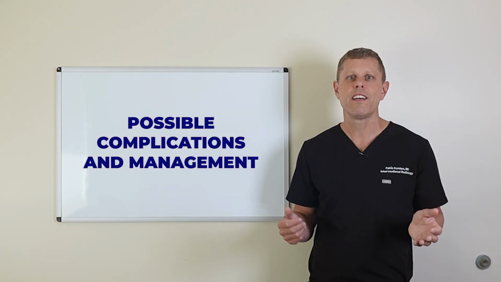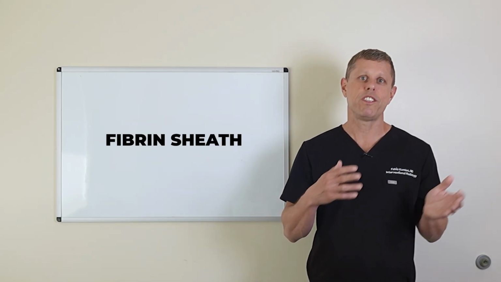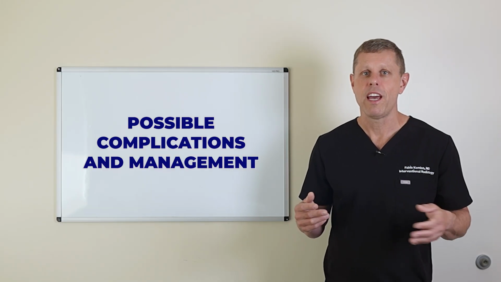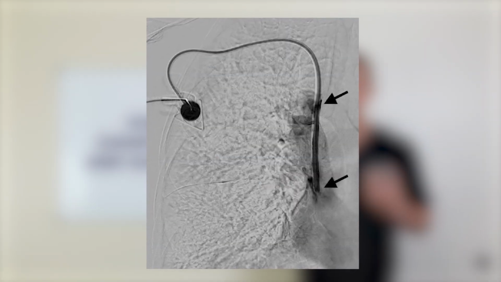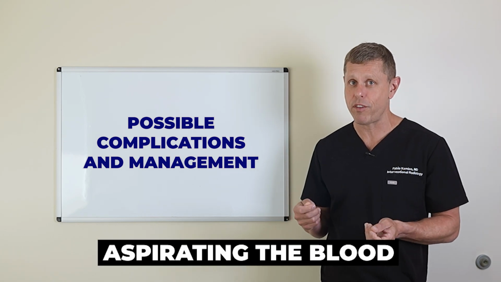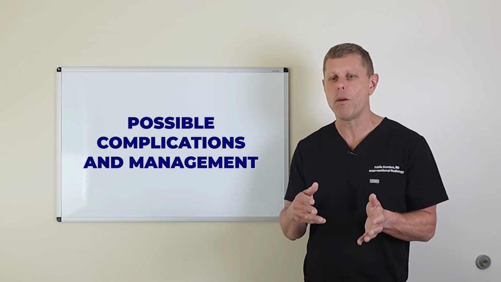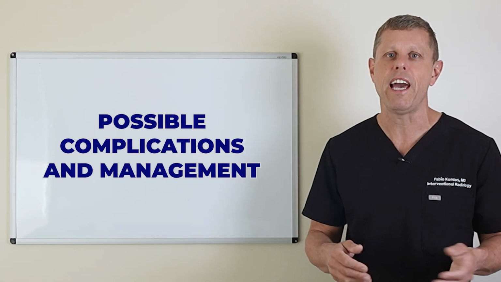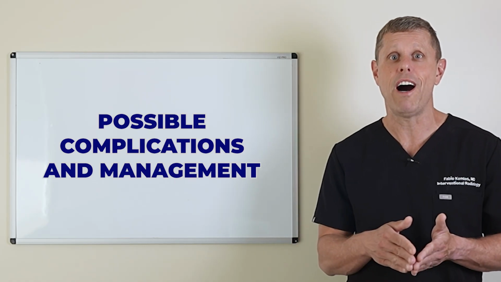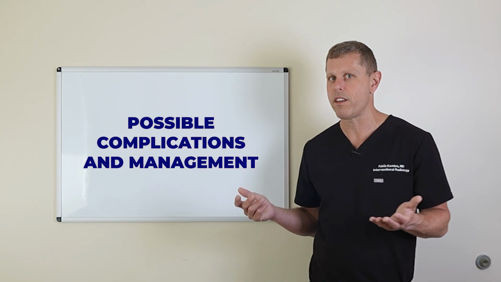Now, lastly, the other complication that we see with any of these catheters is called a fibrin sheath. A fibrin sheath happens when these catheters are there for a long time, and that's when you build some scar tissue around the tip of the catheter, and that can prevent either aspirating the blood from the catheters or even clogging the catheters completely. But the most common thing is that you can infuse through the catheters, but you can't aspirate, because almost the body creates a little valve at the tip. If that happens, it's something that needs to be looked at, usually by an interventional radiologist.